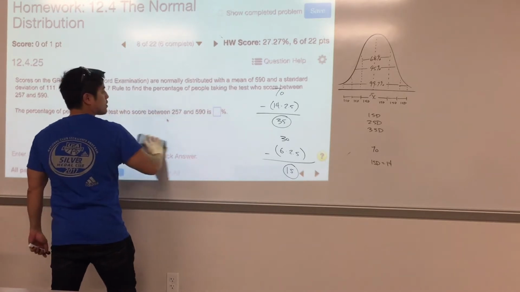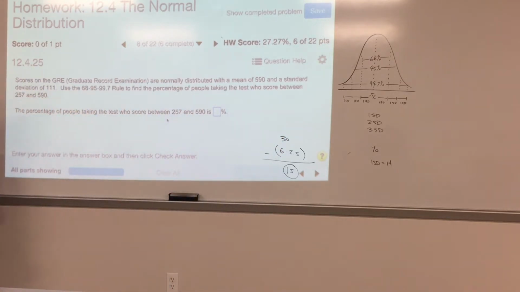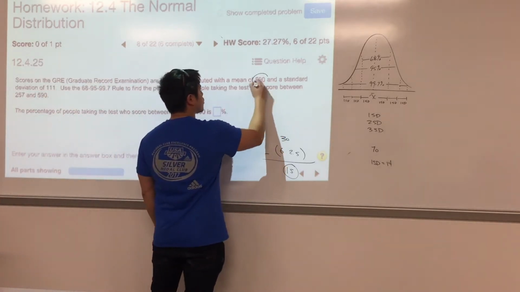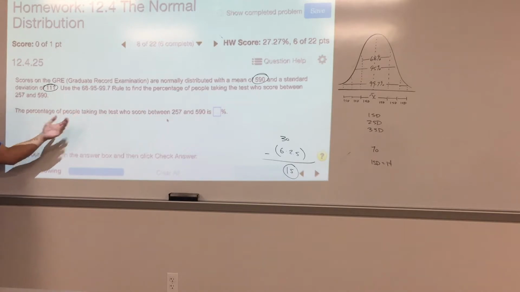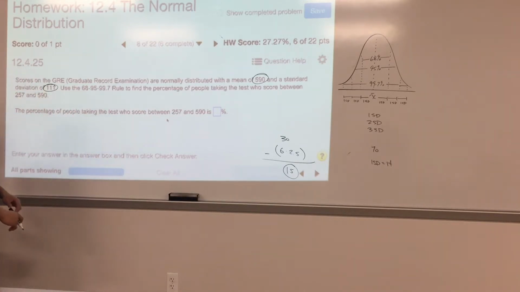All right, so it says the scores on the Graduate Record Examination, this is the test, like the SAT for getting into grad school, are normally distributed with a mean of 590. Let's just record that. Standard deviation of 111. Use the 68, 95, 99.7 rule, but they don't have a picture for you. Use that rule to find the percentage of people taking the test who score between 257 and 590.